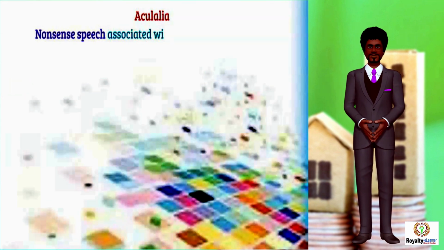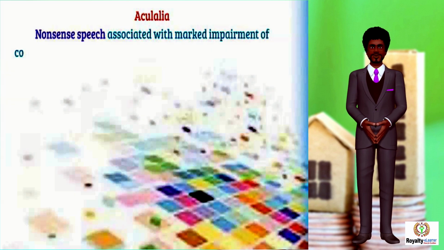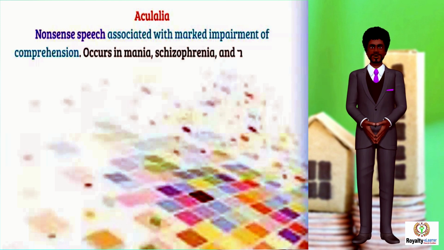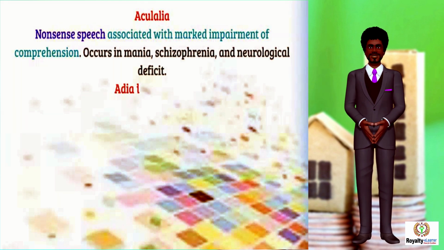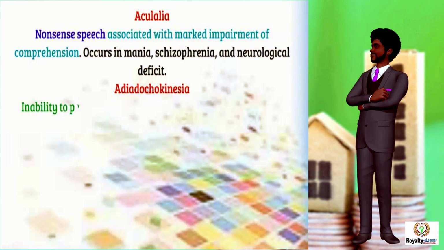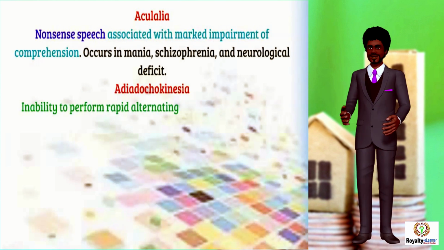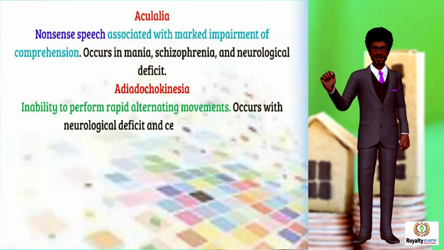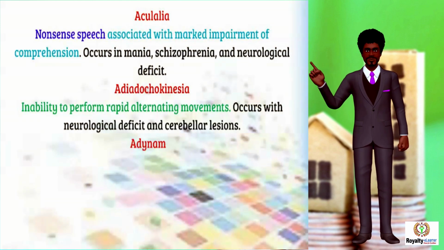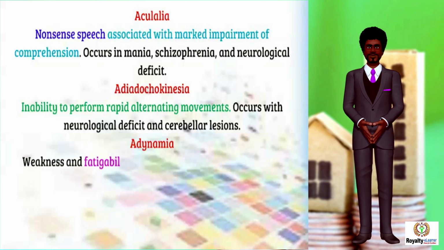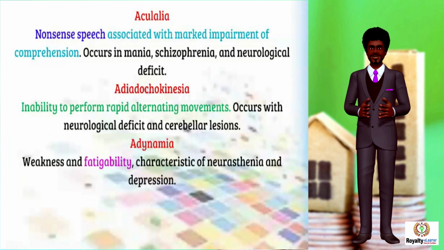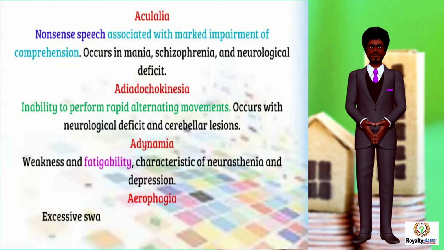Acataphasia: nonsense speech associated with marked impairment of comprehension. Occurs in mania, schizophrenia, and neurological deficits. Adiadochokinesia: inability to perform rapid alternating movements. Occurs with neurological deficit and cerebellar lesions. Adynamia: weakness and fatigability, characteristic of neurasthenia and depression. Aerophagia: excessive swallowing of air.